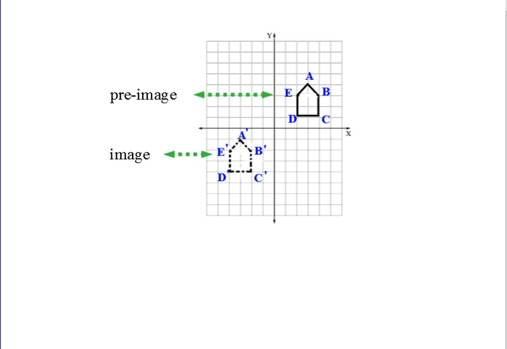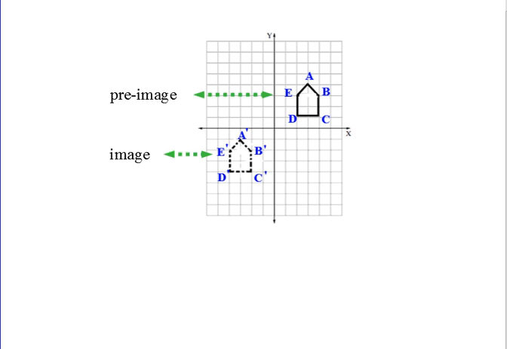Now let's take a look at these one at a time, but let's get some vocabulary down first. We always start with what we call the pre-image. That's where we start from. Here I have a 5-sided figure labeled A, B, C, D, E. Below it I have a dotted image, labeled A prime, B prime, C prime, D prime, and E prime. That shows us the difference between the pre-image and the image. The pre-image is where we start from, and the image is where we end up.